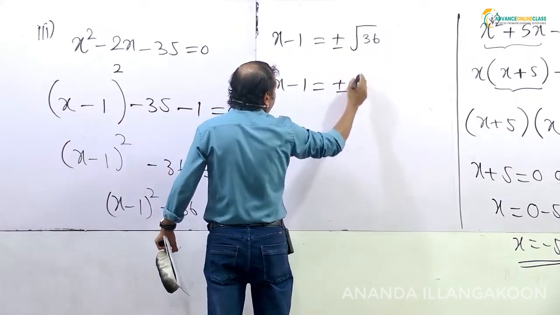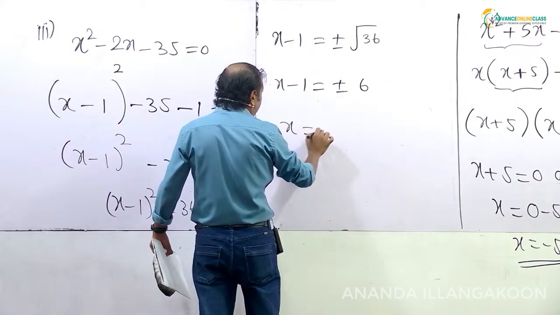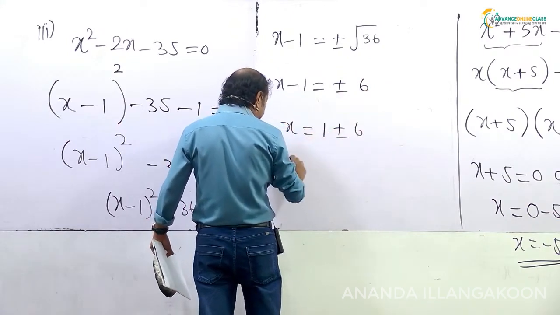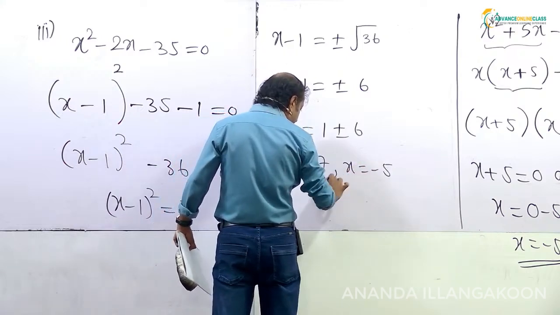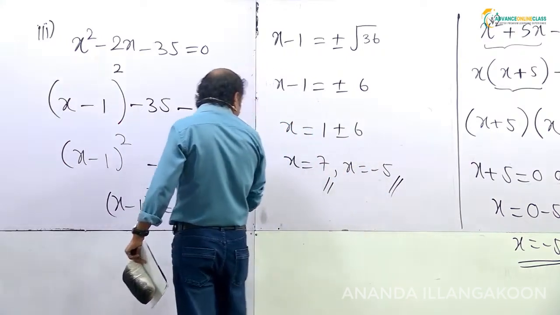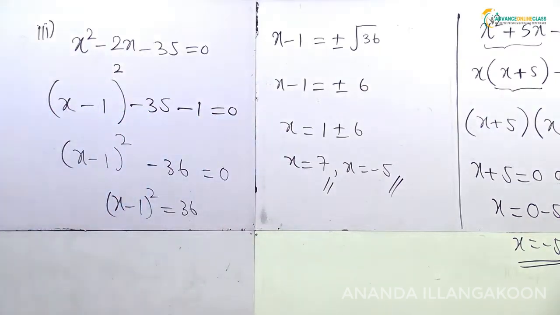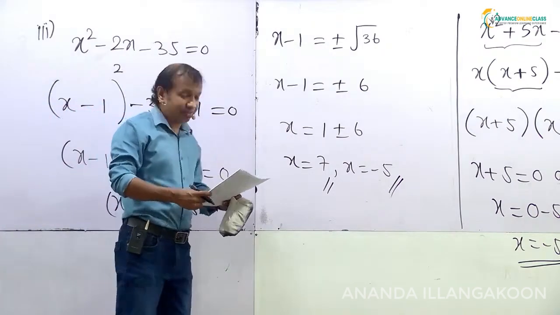Square root of 36 is 6. Bring this minus sign to the right hand side: 1 plus or minus 6. X equals 7. X equals minus 5. This way we get 2 answers, right? As homework, do another 2-3 questions to practice this. Don't give up.